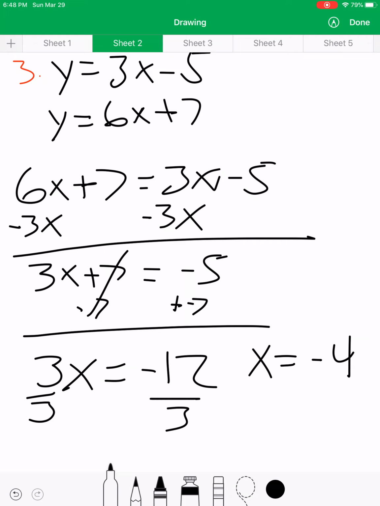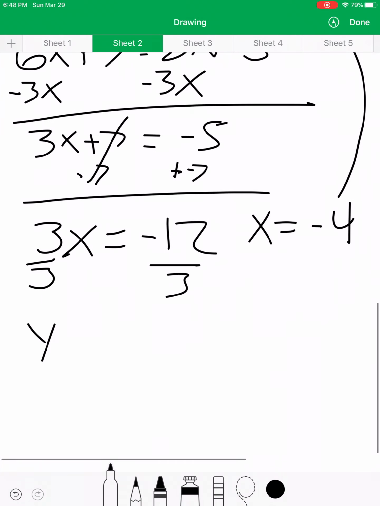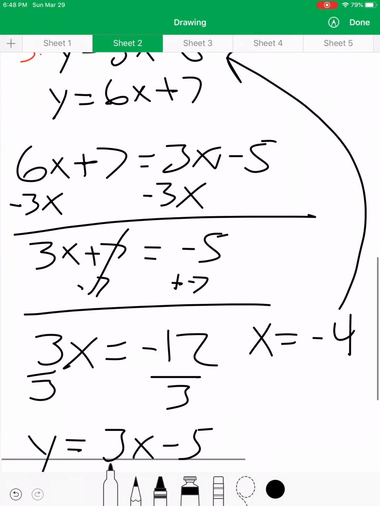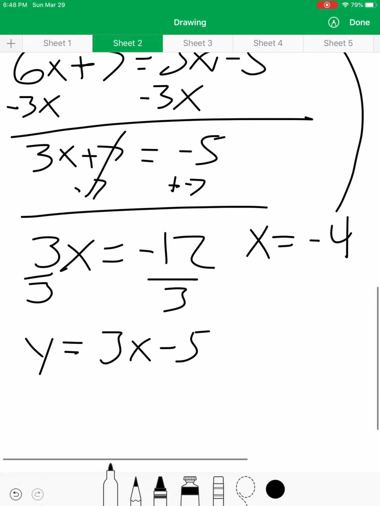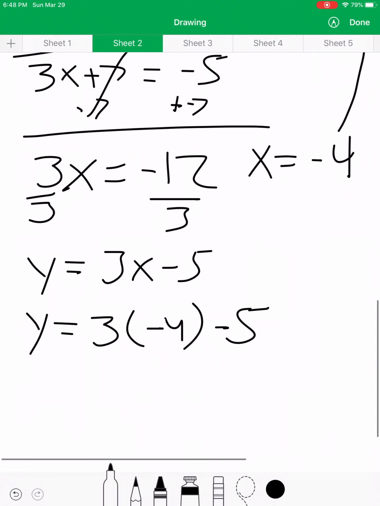I'm going to choose to do the first equation. Y equals 3x minus 5. And we'll just double check to make sure that's correct. Y equals 3x minus 5. Good. Now I'm going to substitute my negative 4 in for x. Y equals 3 times negative 4 minus 5. And again, you could substitute it into either equation. I just chose the first one.